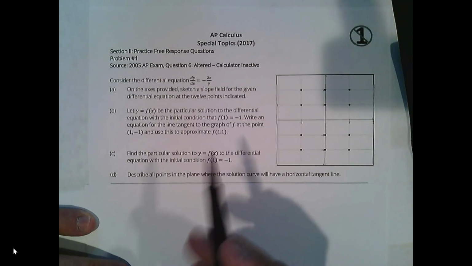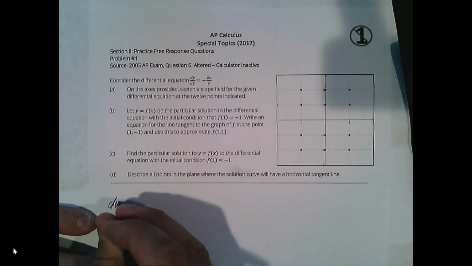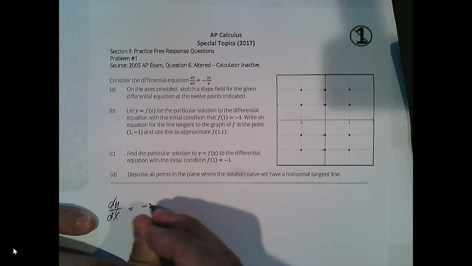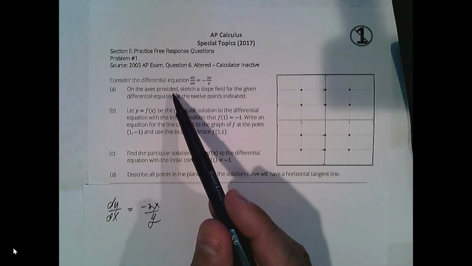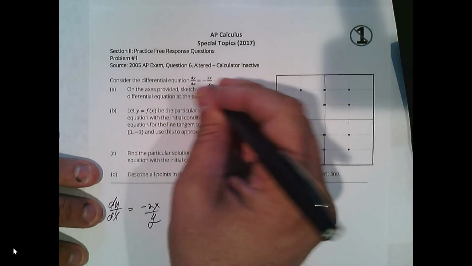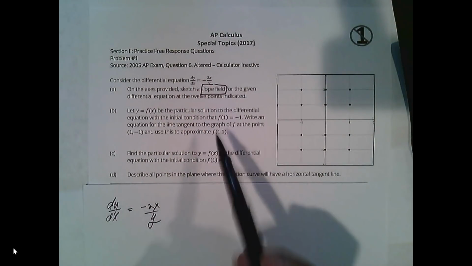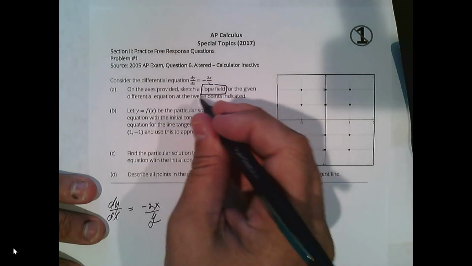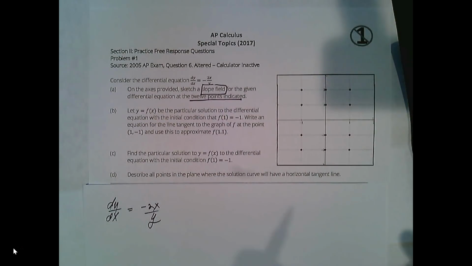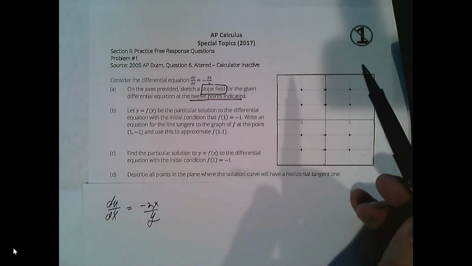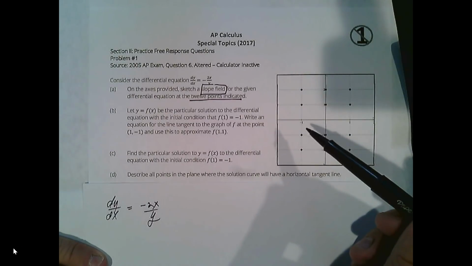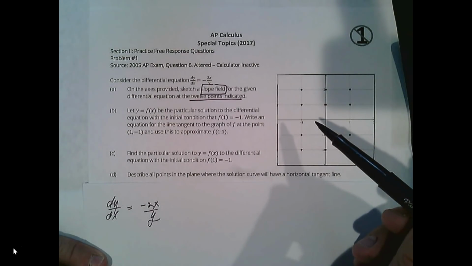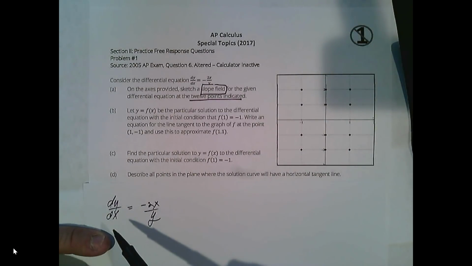It says, consider the differential equation dy/dx is equal to negative 2x over y. On the axes provided, sketch a slope field, key phrase here, slope field, for the given differential equation at the 12 points indicated. A slope field, you probably remember, is well named. It is a field. It's a collection of tangent lines. What we're going to do is find the slope at each point using the differential equation.